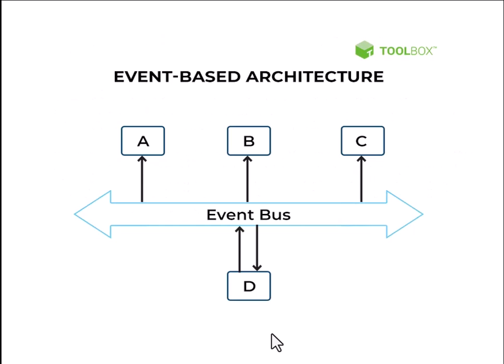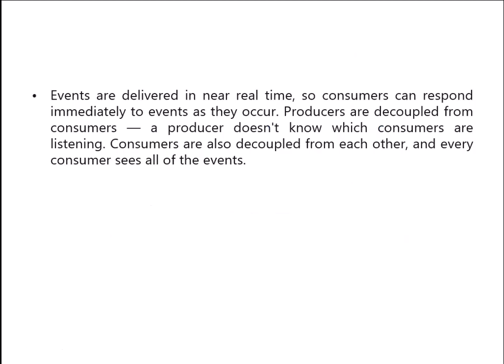So this is the basic example. We have 4 systems here, and this is the event bus through which all the devices are connected. D creates the event, and then A, B, C are notified, and D is also informed about the subscription of the particular consumer. Events are delivered in near real time, so consumers can respond immediately to events as they occur.